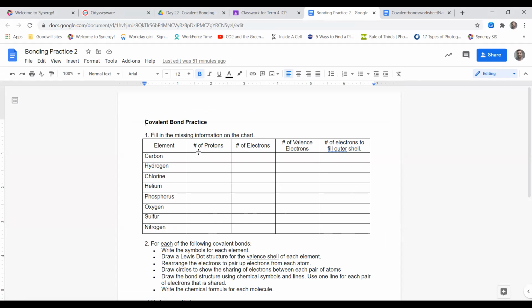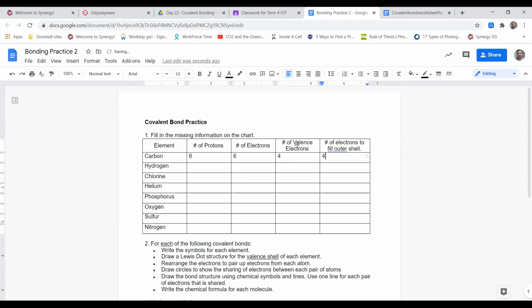So if we're looking at carbon, carbon is element number 6. That means that it has 6 protons. My number lock is on, that would have a 6, there we go. It has 6 total electrons. Of those 6 electrons, it's in group 14, so only 4 of them are valence electrons. So how many does it need? How many bonds does it need to make? How many electrons does it need? It needs a total of 4.